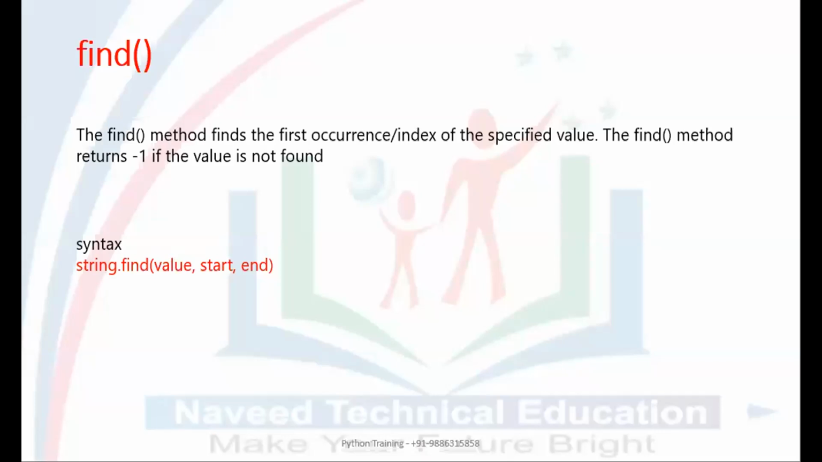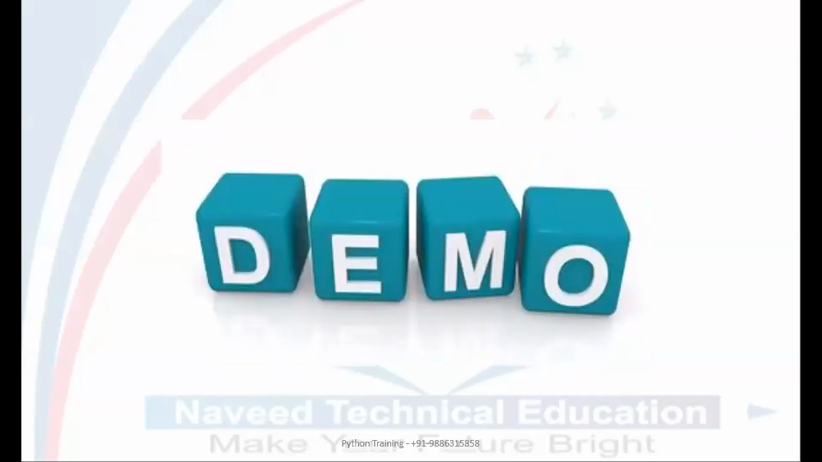Now let's have a look at the find method. What exactly does the find method do? See, the find method finds the first occurrence or the first index of the specified value. If it returns -1, it means that the value is not found. So let's have a look at the demo to understand this find method.